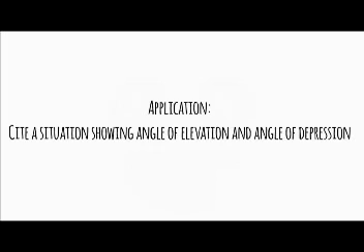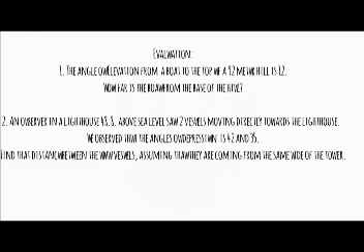Write a situation showing angle of elevation and angle of depression. The angle of elevation from a boat to the top of a 92-meter hill is 12 degrees. How far is the boat from the base of the hill? An observer in a lighthouse 48.8 meters above sea level saw two vessels moving directly towards the lighthouse. He observed that the angles of depression are 42 and 35 degrees. Find the distance between the two vessels, assuming that they are coming from the same side of the tower.